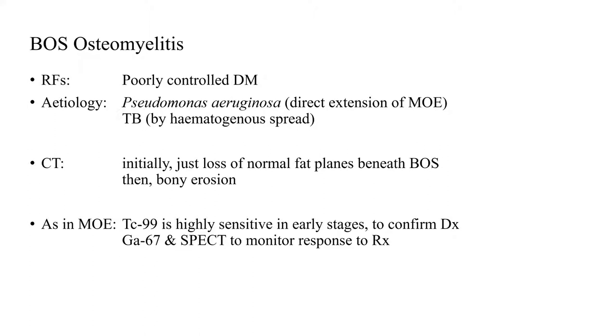The CT scan initially would just show loss of the normal fat planes beneath the base of skull, but that's quite a subtle sign to see on a CT scan. Eventually there may be some bony erosion, but as in malignant otitis externa, if you suspect that a patient has a basal skull osteomyelitis, and if you have the scans available, then technetium-99 is highly sensitive in the early stages of disease to simply confirm the diagnosis. And then gallium-67 and SPECT scans are useful for monitoring the response to treatment and post-treatment surveillance.